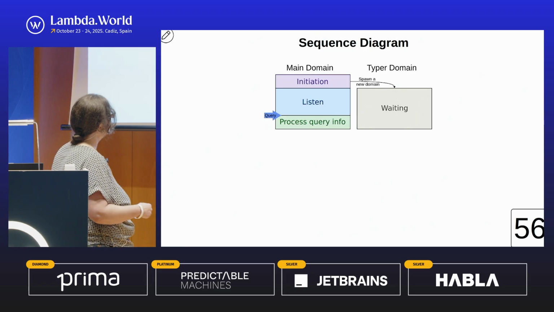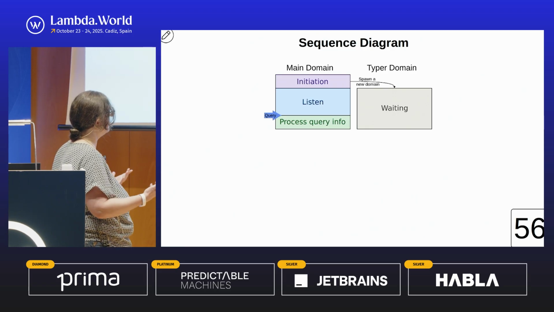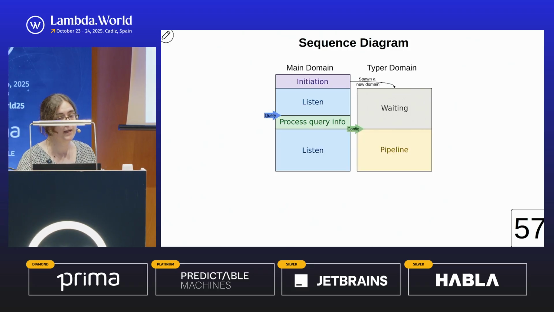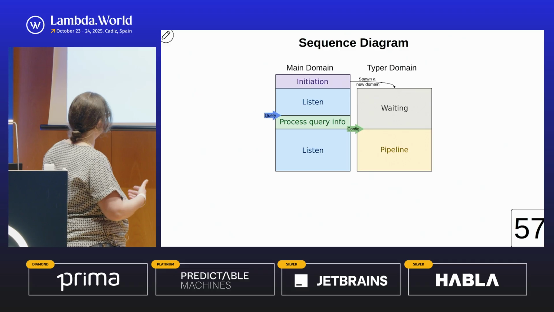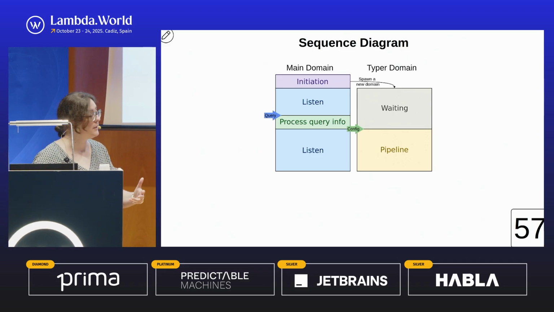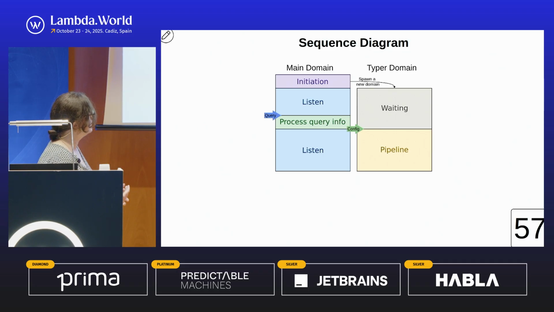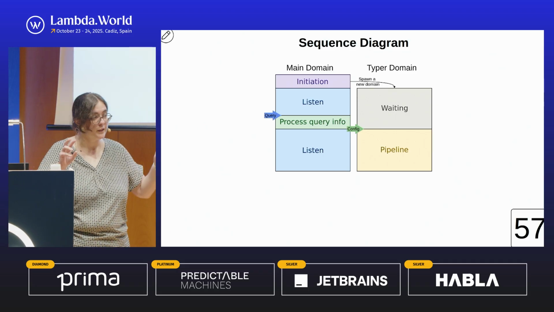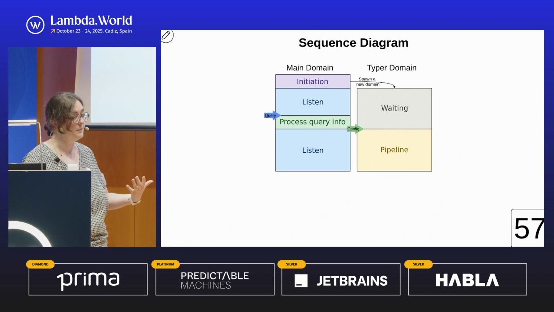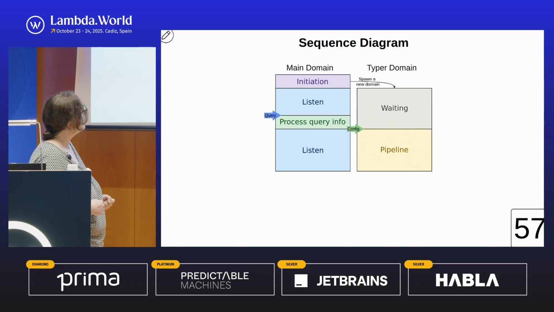So what is happening here? At the start of the world, the main domain starts the server, and it also spawns a new domain, the typer domain, that has nothing to do at the beginning. So it's going to wait. And then the main domain listens, receives a new query, processes the information from this query, and is able to build a config value. And it will share this config value with the typer domain, so it can start computing the pipeline. The sharing here is nothing extraordinary. It's mutable values that are shared between the two domains. And we use mutexes to protect the writing and the reading on it.